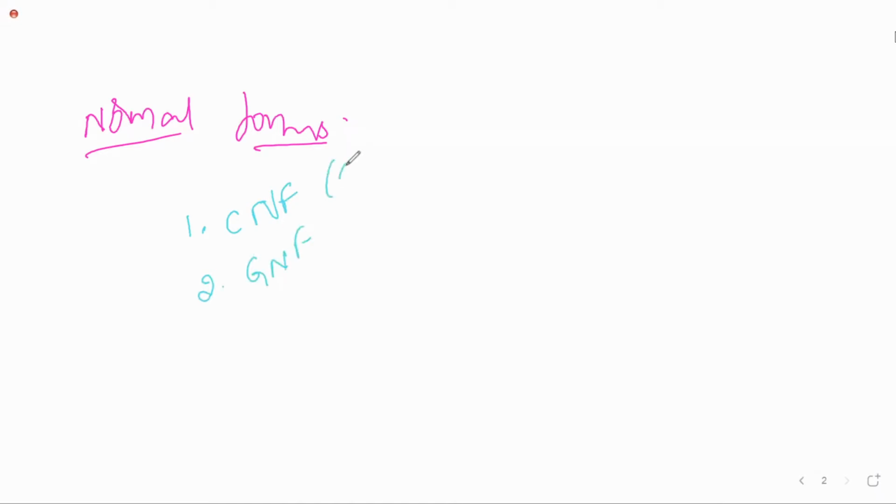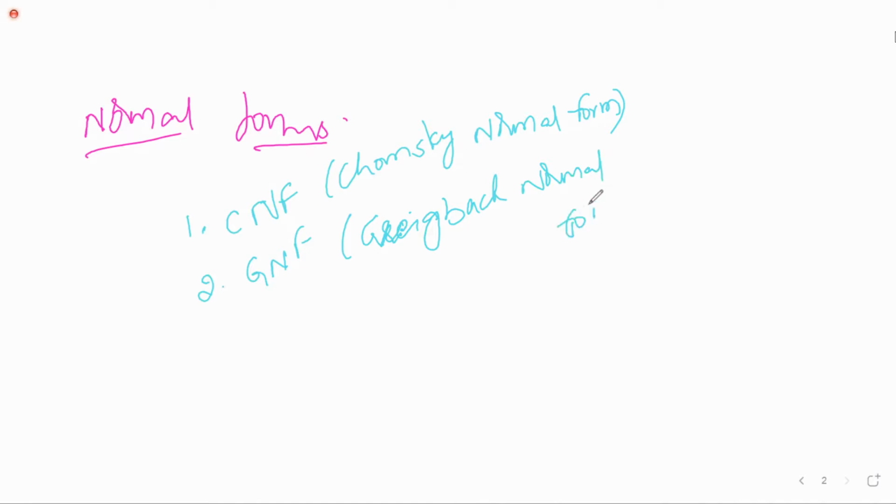What is CNF? CNF stands for Chomsky normal form. GNF stands for Greibach normal form. Normal form means if you have any duplicates, we have to eliminate them, and the resultant productions are in normalized form. Here there are two types, CNF and GNF. What is this Chomsky? What is this Greibach? One by one we'll see. In this session, we'll discuss Chomsky normal form.